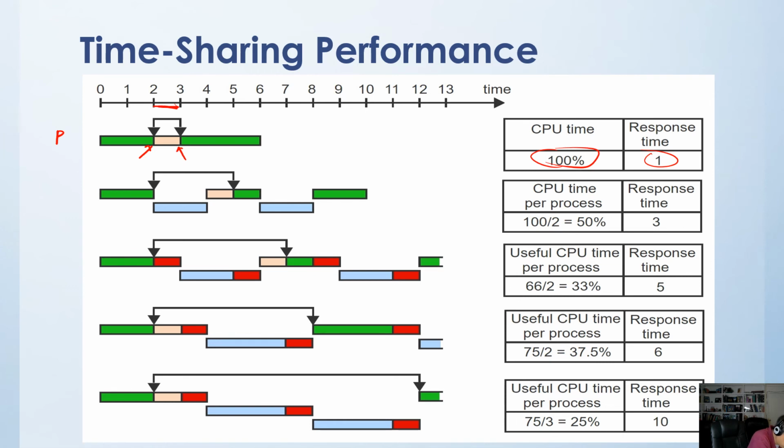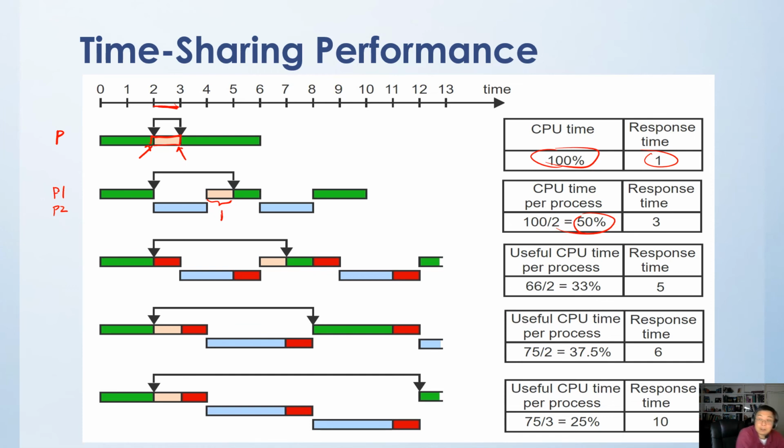Now, in the second scenario, I have two processes, P1 and P2. P1 and P2 time share the CPU. So P1 only gets half of the CPU time, and the other half is given to P2. So now, what's the response time? The response time over here is 1, because even in the first case, it's 1.